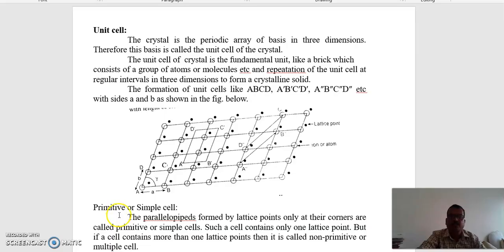The ion or atom is the lattice point. Then the last point, the primitive or simple cell. The parallelepipeds formed by lattice points only at their corners are called primitive or simple cells. Remember the primitive or simple cell for multiple choice questions.